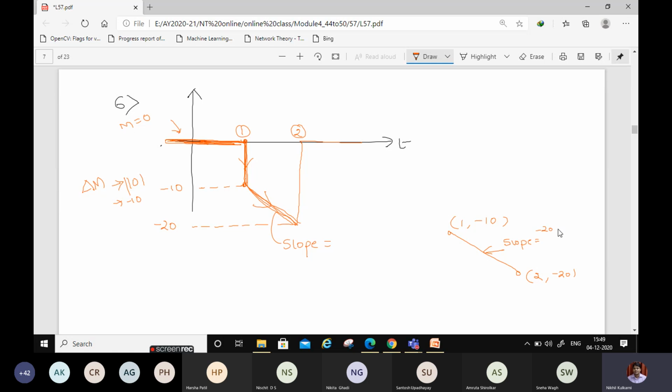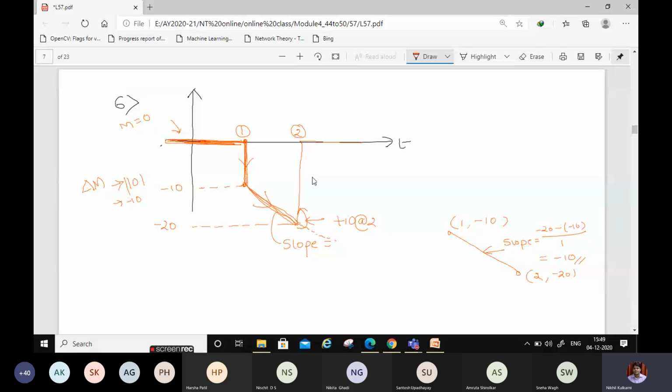Minus 20 minus of minus 10, divided by 2 minus 1. So that will be minus 10. So minus 10 ramp is going like this. You have to hold it, you have to make it 0. So here, what do you have to add? Plus 10, at which point? At 2.